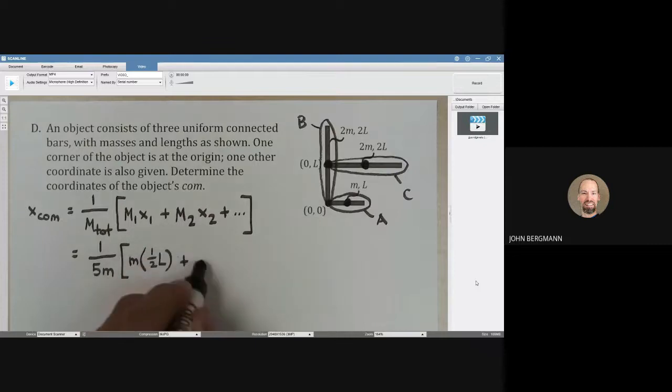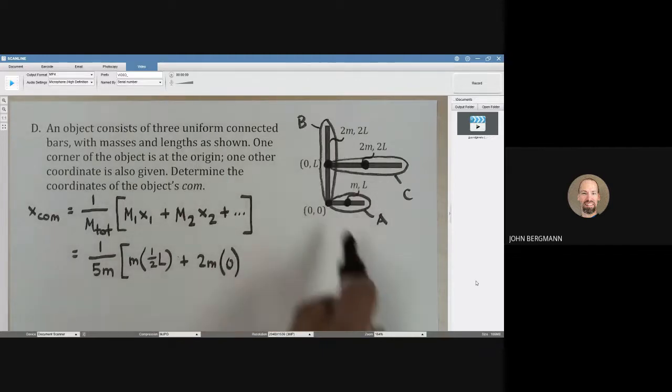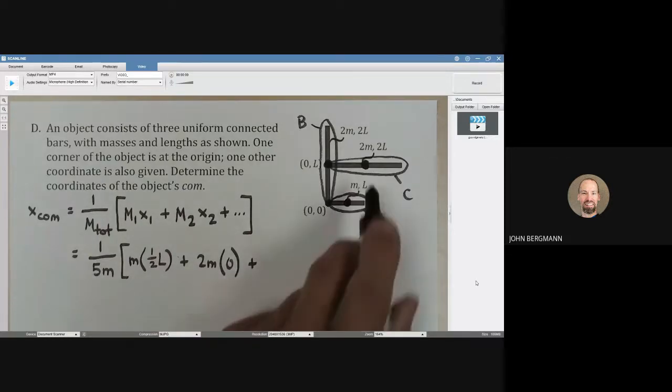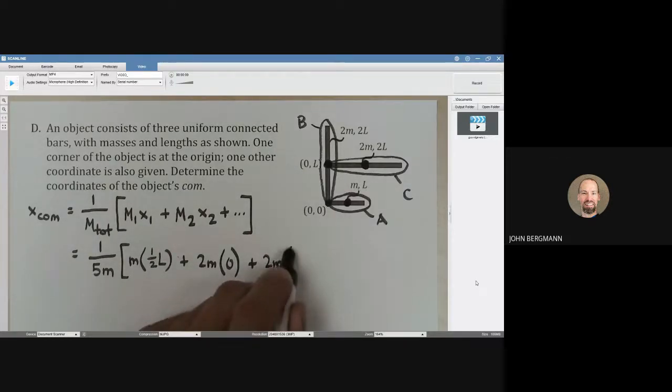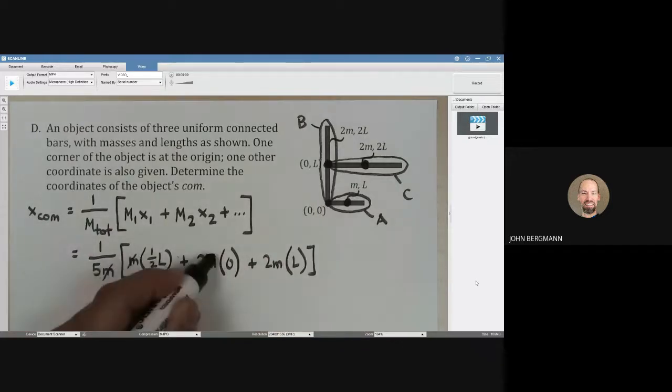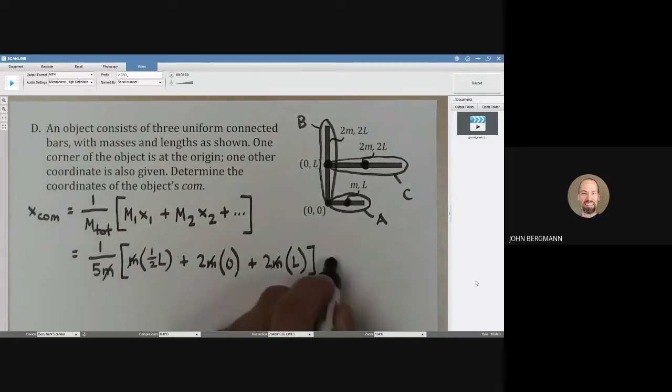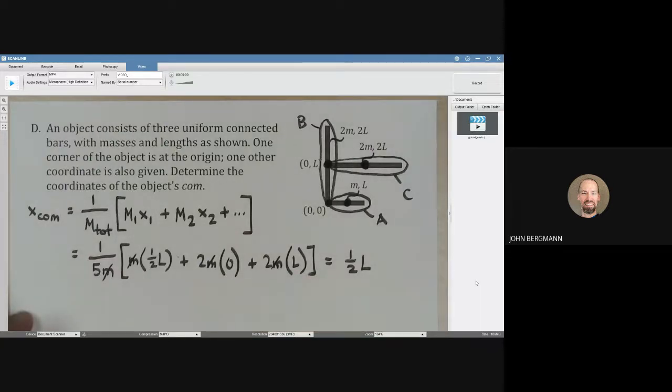Then we do the same thing for mass B. Mass B's mass is 2m. And what's the x coordinate of its center of mass? 0. It's lying right along what we might call the y-axis. And how about the third part there? It has a mass of 2m. And what's the x coordinate of its center of mass? How about L? The m's all disappear. That one's obviously 0. So that's 2L. That's 2.5 L. And divide by 5. So how about 1/2 L? That's the x center of mass.